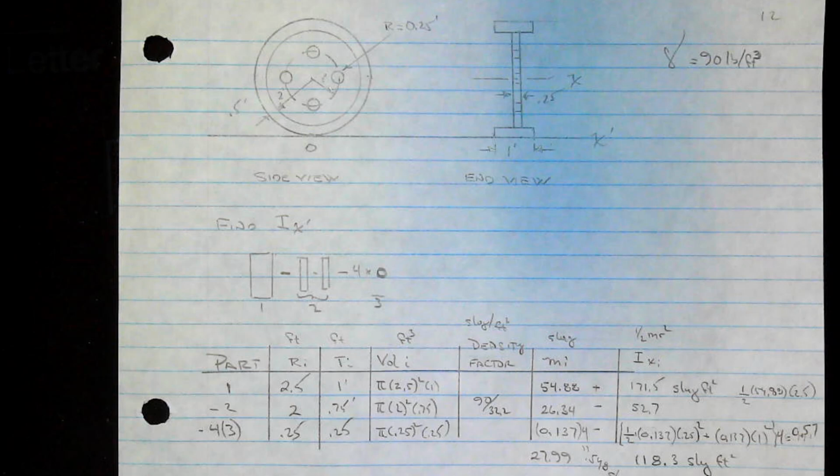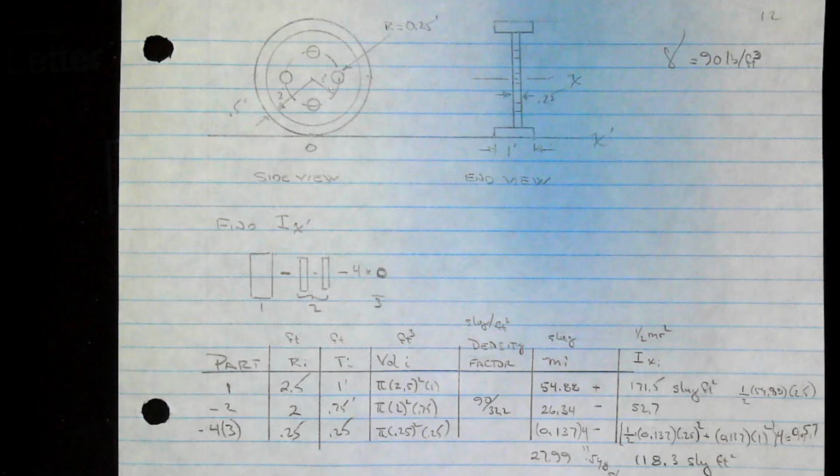Then we take 1/2 times the mass in slugs, times r squared, which is 2. We get 52.7 slug-foot squared. Now keep in mind, when we go to do all of our addition, adding the parts up, this is actually subtracted off.